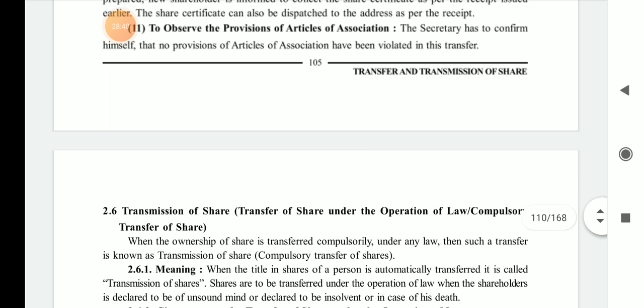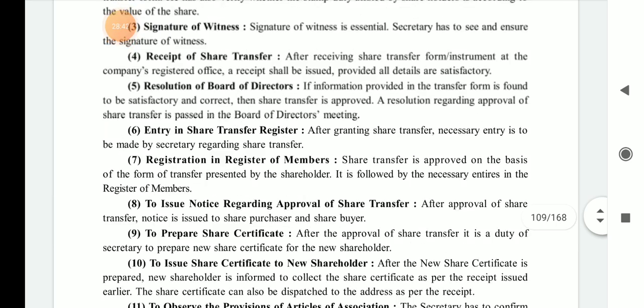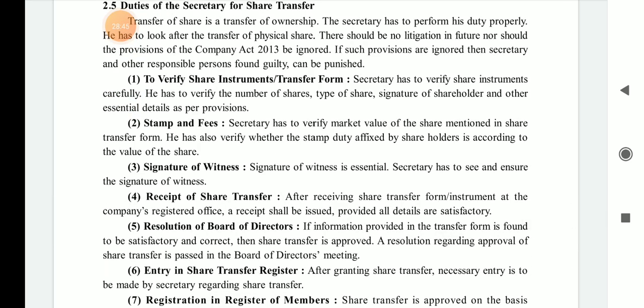And the another topic that we have learned is the duties of the secretary regarding the share transfer. These may be asked in 3 or 4 mark questions. So while you are preparing for your examination, if you have noted it very perfectly, at that time you can be ready for it very easily. But whenever you have not observed it very perfectly, at that time you will not be able to go for the further procedure as well as the preparation.